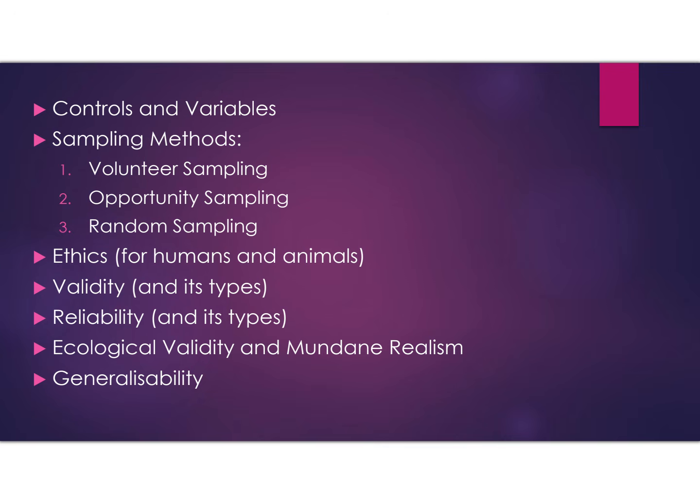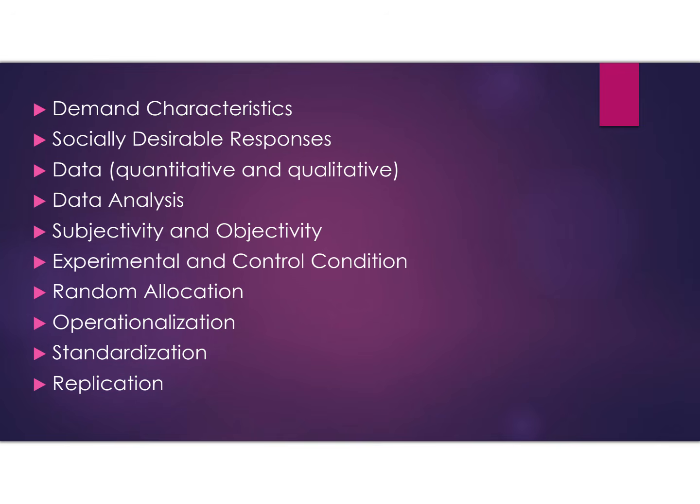Now, along with this, we have some key terms which we need to use, which are very important, which include validity and its different types, reliability and its different types, ecological validity and mundane realism. Now, you can argue that ecological validity is a type of validity, but I like to consider it a separate term because I recommend that students use it as a separate evaluative term. There's generalizability, demand characteristics, socially desirable responses, data.